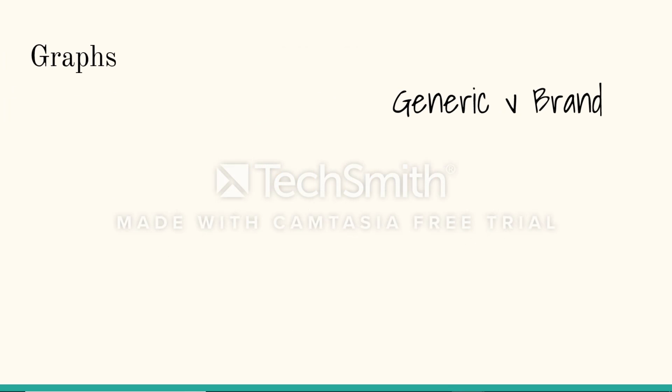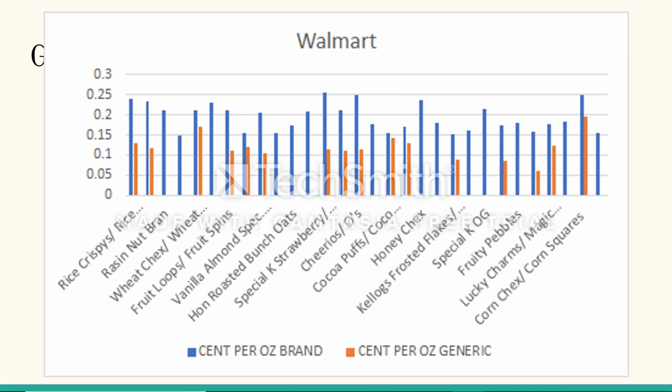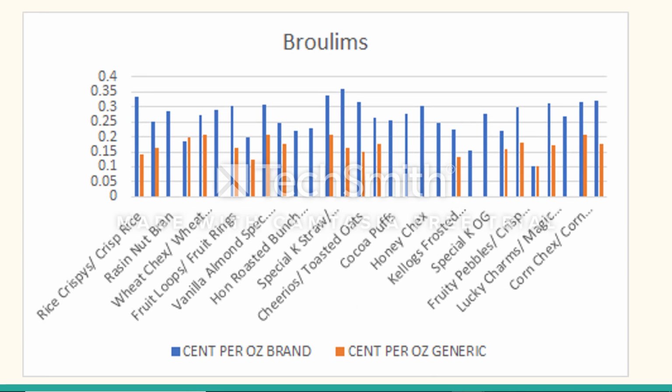The next comparisons are of the generic versus brand within each store. First is Wally World. The blue in this one is cent per ounce for brand name cereals, and the orange is cent per ounce of the generic Great Value. As you can see, not every brand name cereal had a generic. The same applied for Brolums. Looking at both of the graphs, we can deduce that the brand prices are much higher than the generic for both stores.